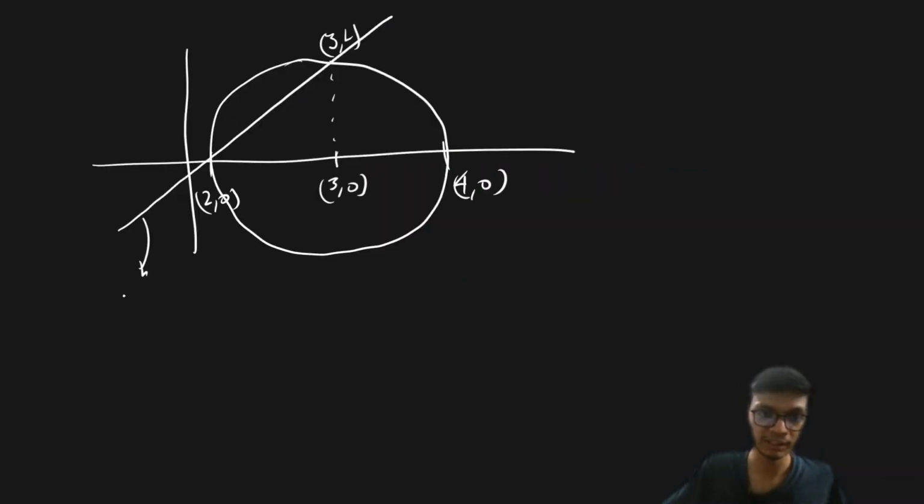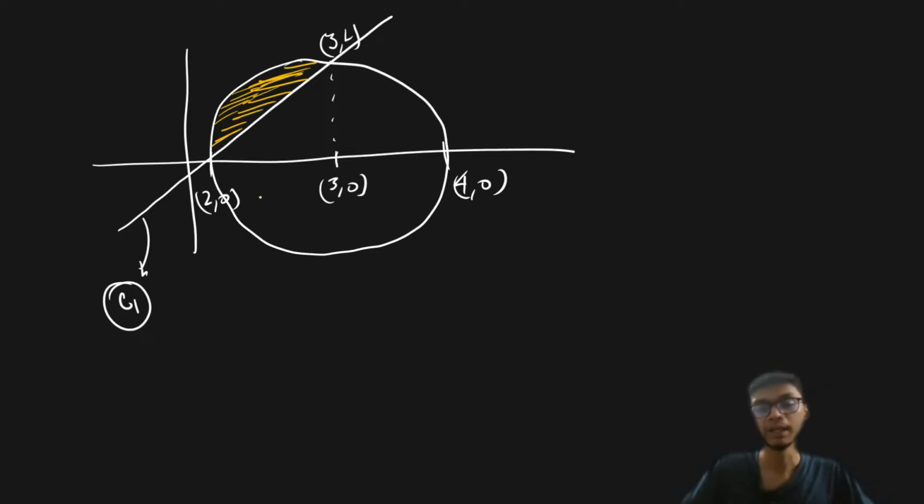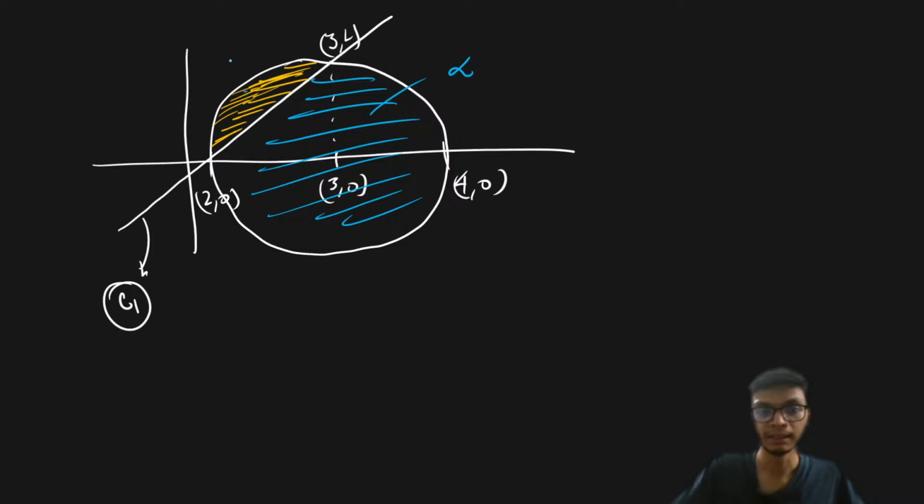This is the first curve, the one mentioned in the first equality. This curve is dividing this particular area into two regions. As you can see, it divides the region into two areas: one is the yellow part and one is the blue part. Let us call this alpha, and this beta.